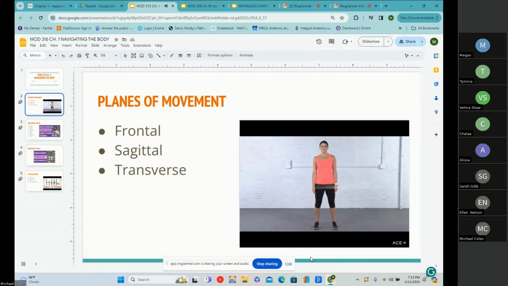Lastly is the transverse plane. This is a horizontal plane that divides the body or parts of the body into top and bottom halves. Anytime we rotate a joint, it occurs in the transverse plane. So movements such as rotation, pronation, and supination all occur in the transverse plane.